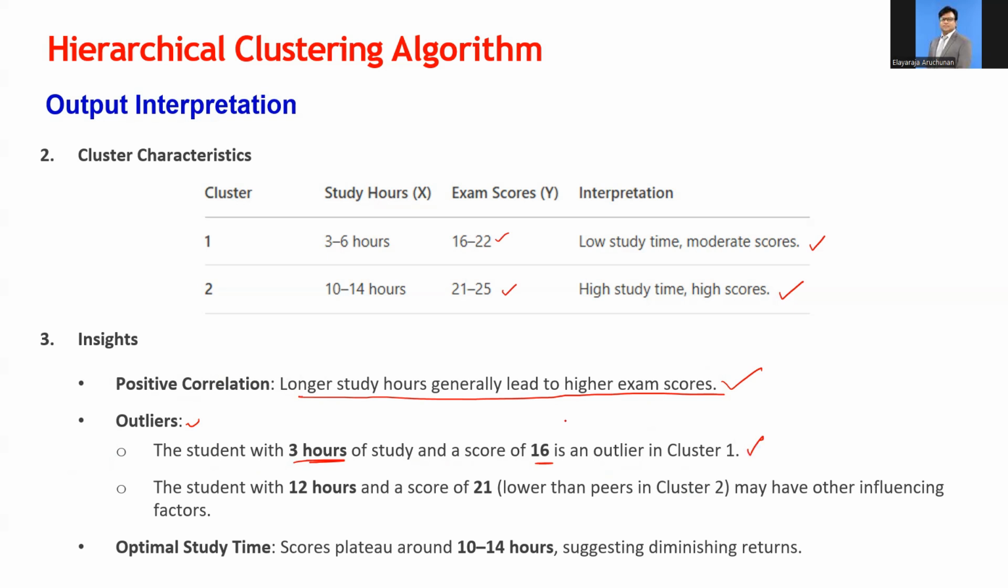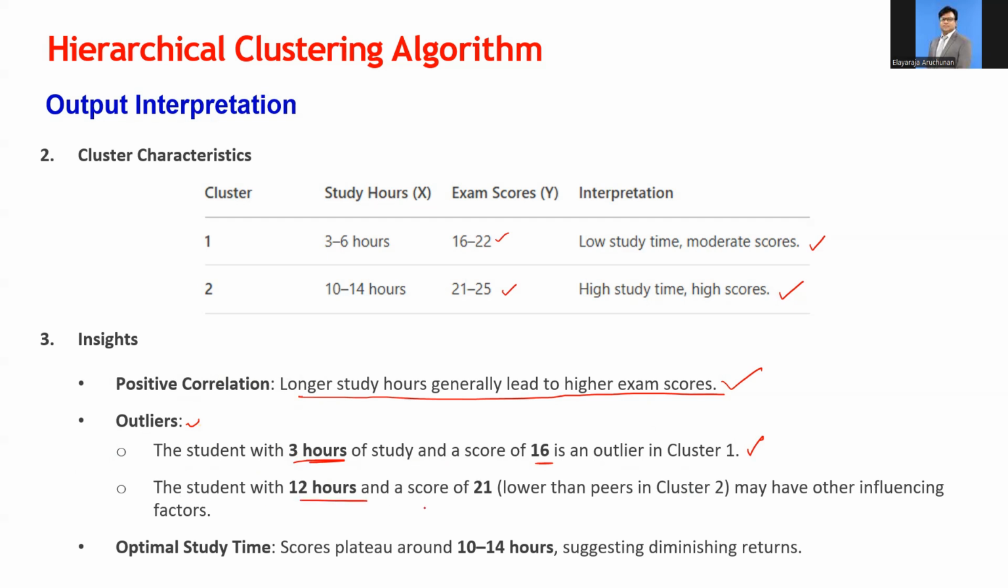So we can obviously see this. Or we can interpret that maybe the student is more intelligent. He may have known the knowledge in advance, so he was able to score well.